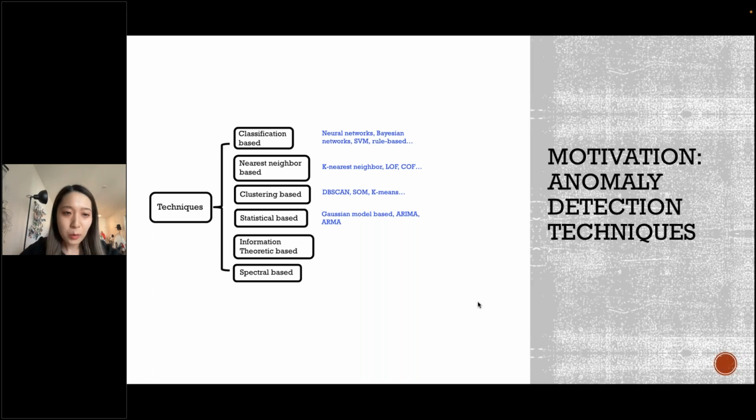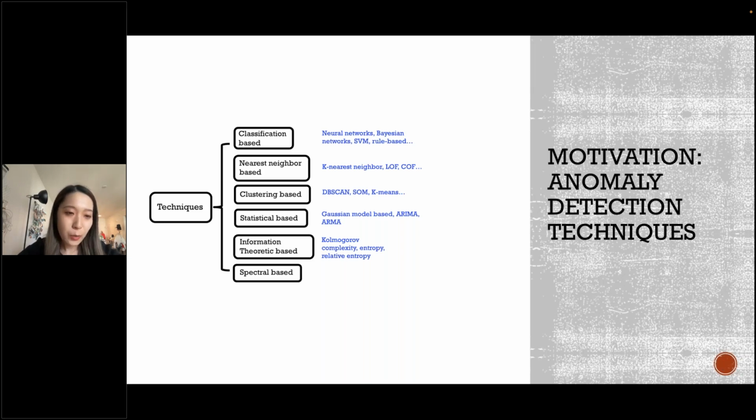And the next category is called information theoretic based. It assumes that anomalies will induce irregularity in the information content of the data set. Because it is information theoretic based, we do need some information theoretic measure. For example, we have Kolmogorov complexity, entropy, or relative entropy to define the information theoretic measure.